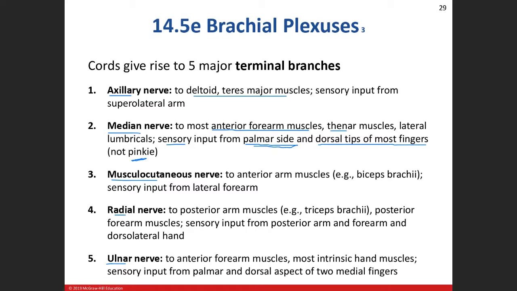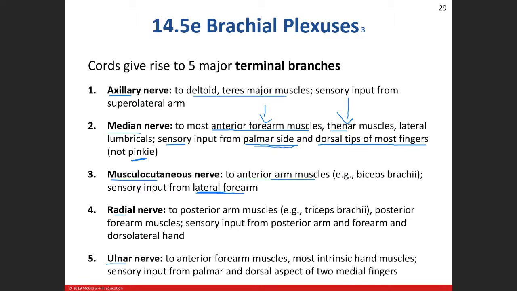Usually when people complain of carpal tunnel, they'll complain of weakness for grasping items, because it affects a lot of these forearm muscles, muscles that you use to grip, even the thenar muscles. Musculocutaneous nerve, anterior arm muscles. That's where the biceps brachii and the brachialis are. If this nerve gets damaged, you'll have a deficit in sensory information from the lateral portion of your forearm.